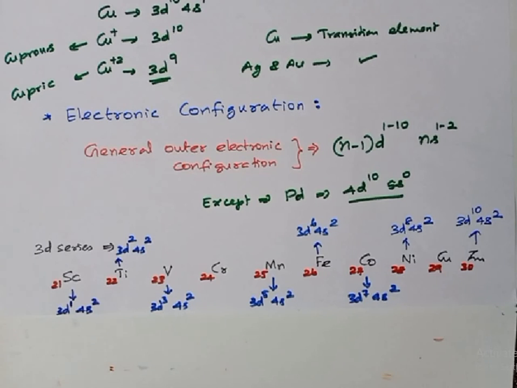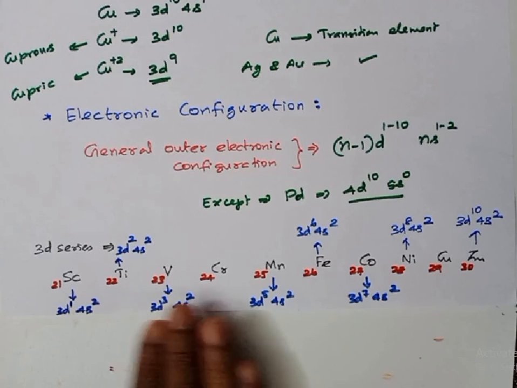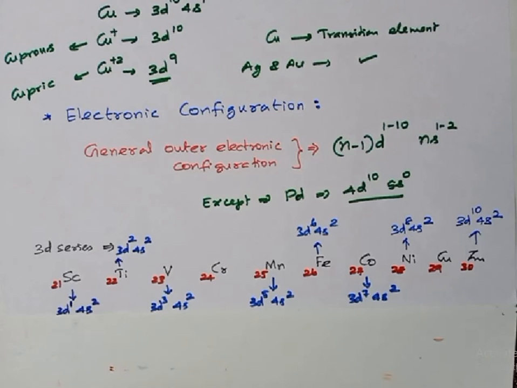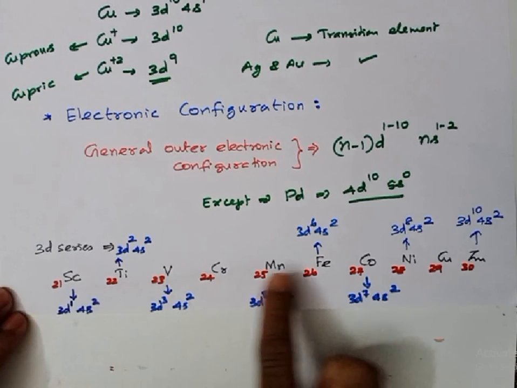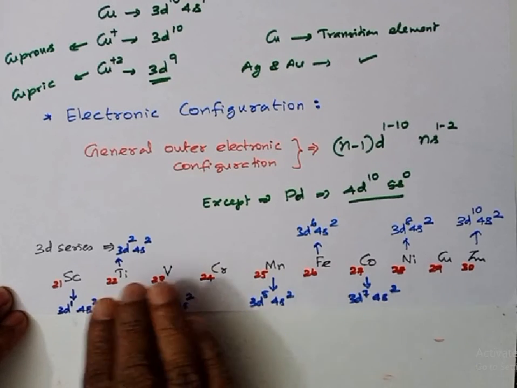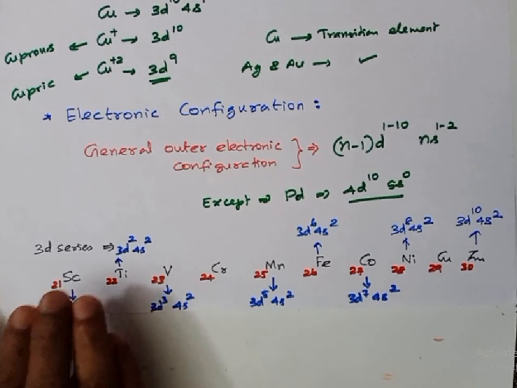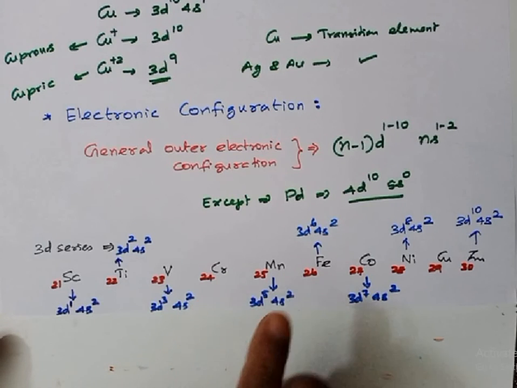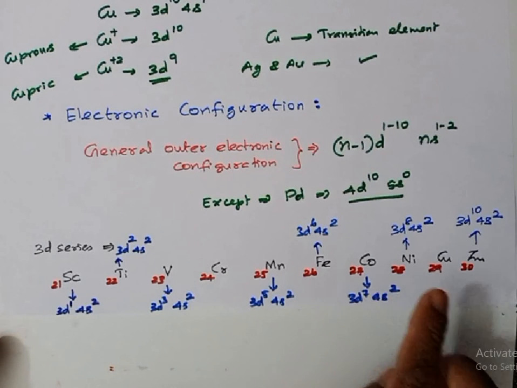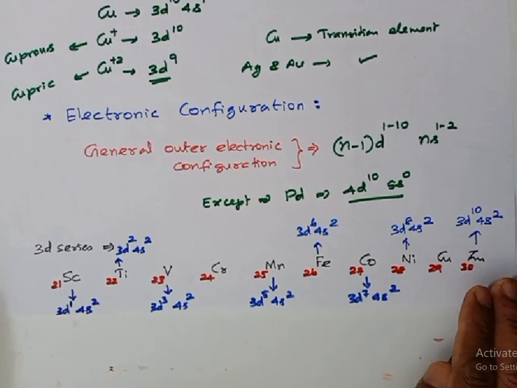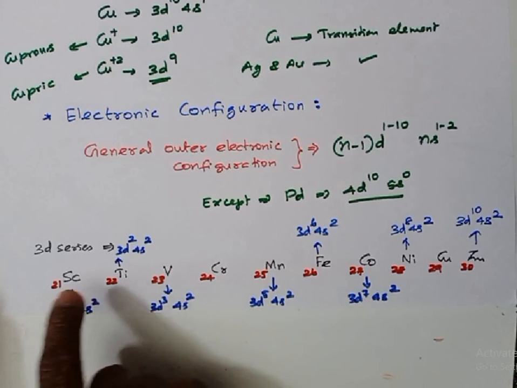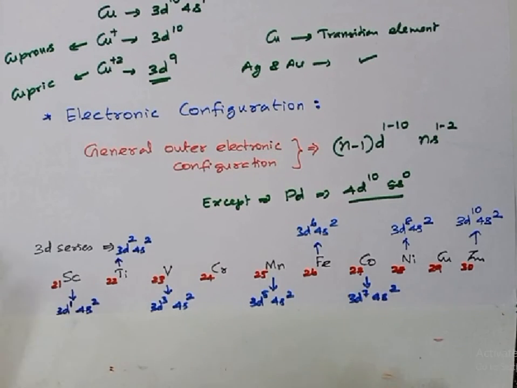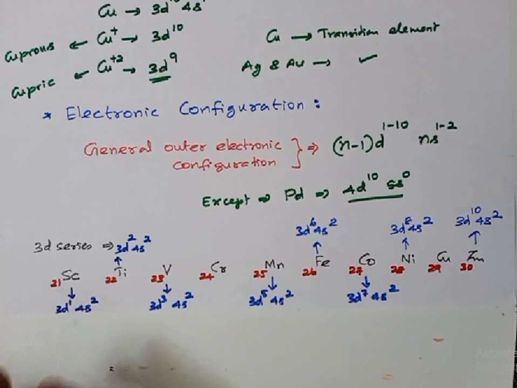Okay, students, it's very easy, no? If you remember the atomic number, you can easily write the electronic configuration. So first remember the elements in the same order: scandium, titanium, vanadium, chromium, manganese, iron, cobalt, nickel, copper, zinc. Remember in this order and write the atomic number from 21, 22, 23, like that. Then you can write the electronic configuration directly from the atomic number itself. Now listen, students.